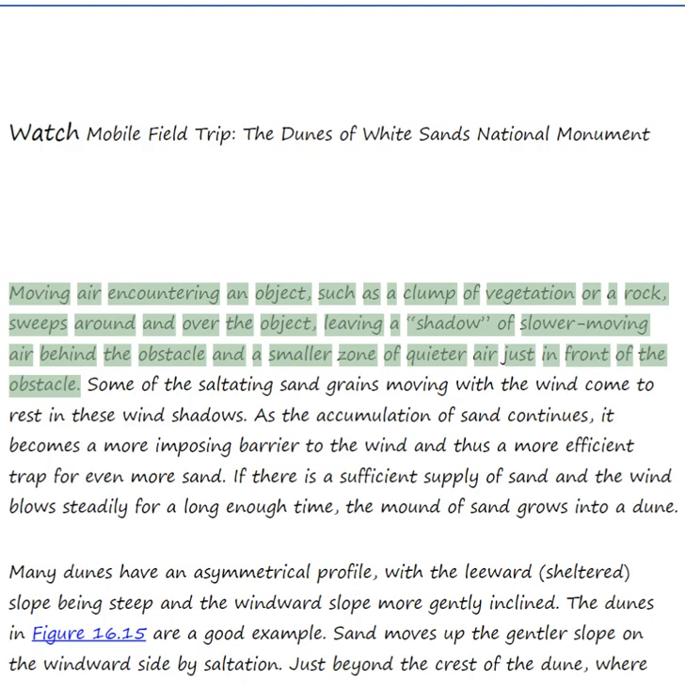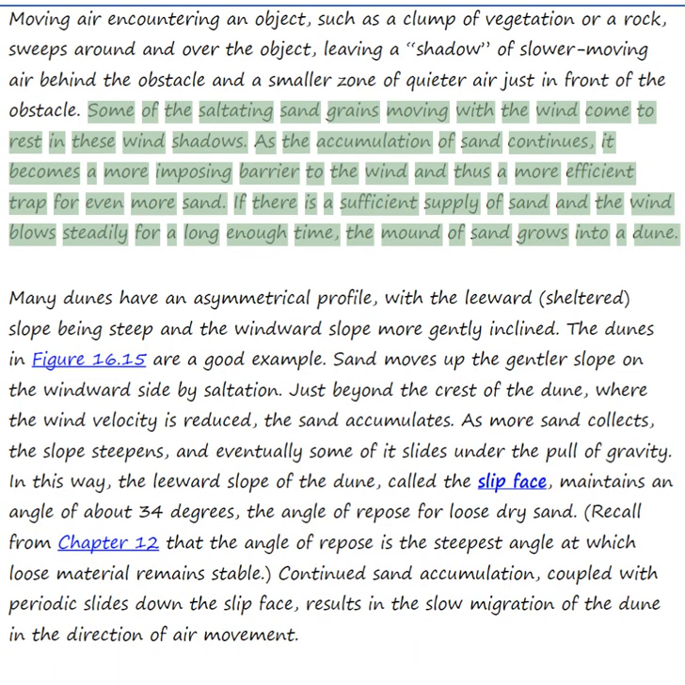Moving air encountering an object, such as a clump of vegetation or a rock, sweeps around and over the object, leaving a shadow of slower moving air behind the obstacle and a smaller zone of quieter air just in front of the obstacle. Some of the saltating sand grains moving with the wind come to rest in these wind shadows. As the accumulation of sand continues, it becomes a more imposing barrier to the wind and thus a more efficient trap for even more sand. If there is a sufficient supply of sand and the wind blows steadily for a long enough time, the mound of sand grows into a dune.